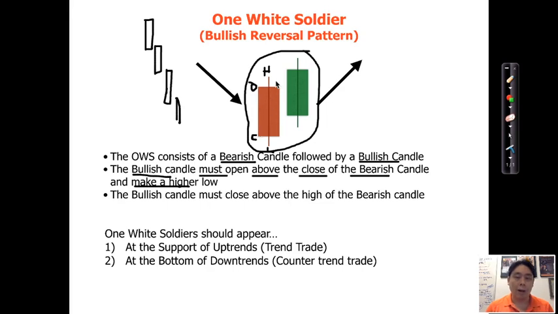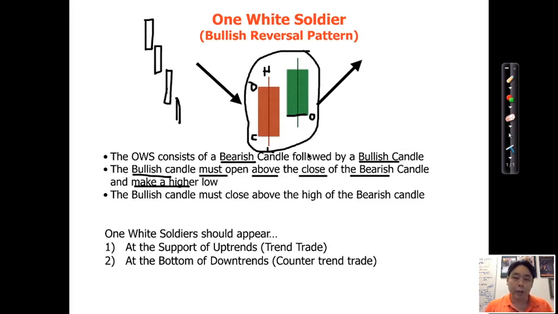Now, once you have that bearish candle, it has to be followed immediately by a bullish candle. The opening price of the bullish candle is over here at the bottom of the body. The rule is such that the opening price of the bullish candle must be above the close of the bearish candle. That is the first criterion that must be met.